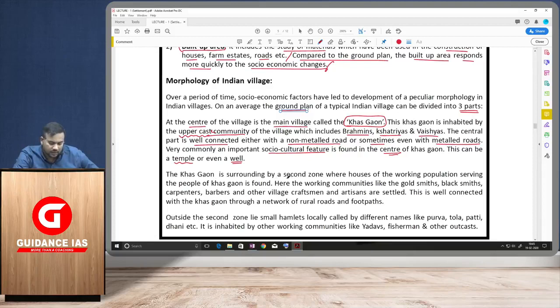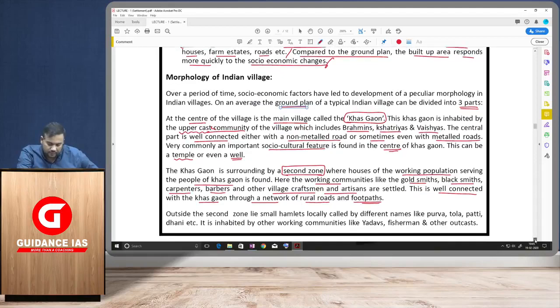Khas Gaon is surrounded by a second zone where the houses of the working population serving the people of Khas Gaon are found. And this is the working caste. Several working communities like goldsmiths, blacksmiths, carpenters, barbers and other village craftsmen and artisans are settled here. This is well connected with the Khas Gaon through a network of rural roads and footpaths. So that is the case of the Khas Gaon.